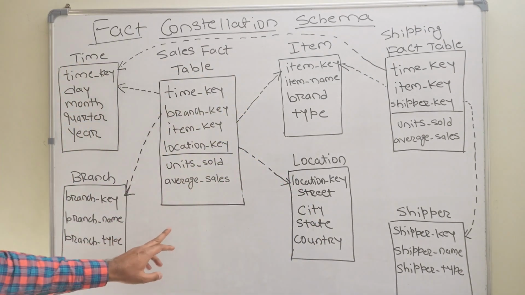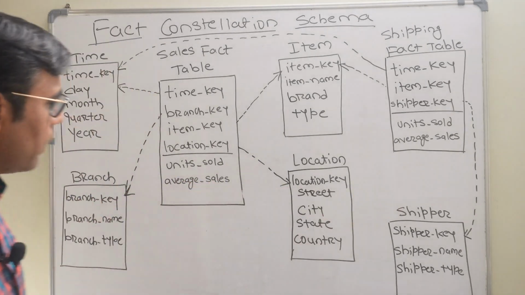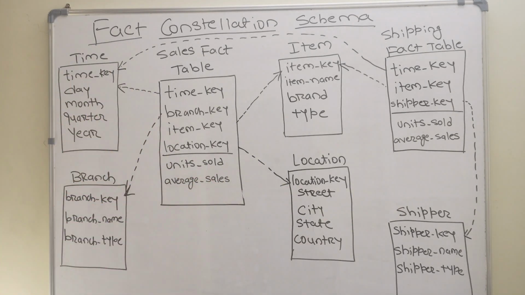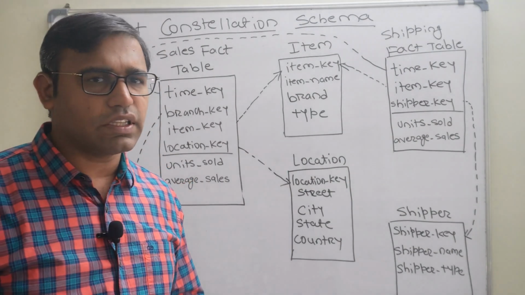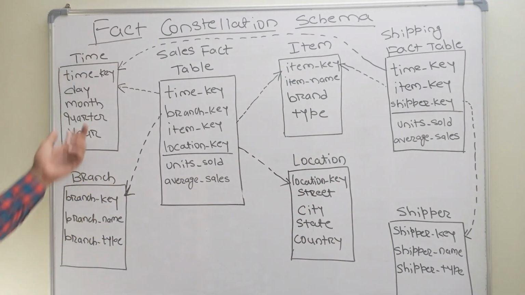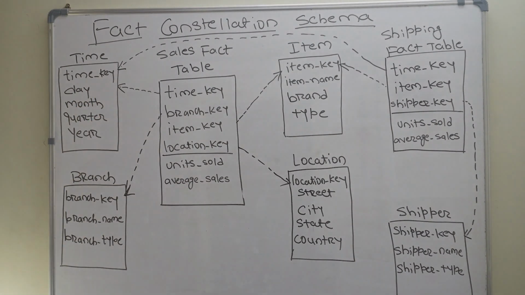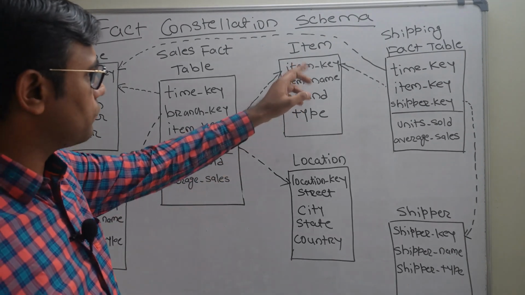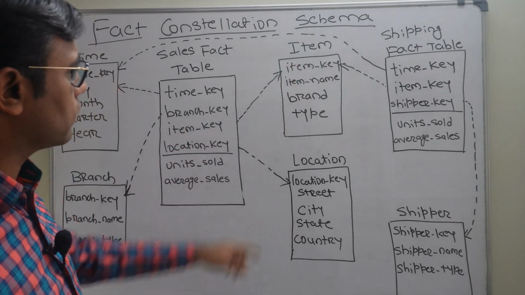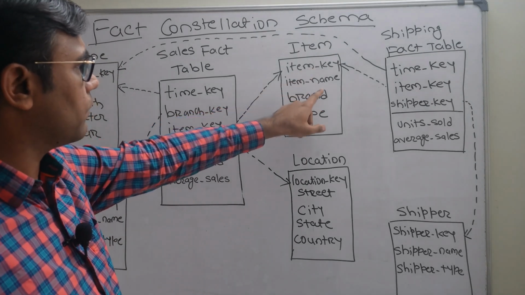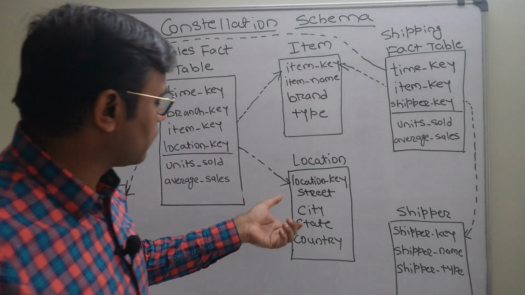There are two fact tables: sales fact table and shipping fact table, and there are five dimension tables. Every dimension table has attributes and a primary key. We'll go through the dimension tables first. The time dimension table has time_key as primary key, and four attributes: day, month, quarter and year. Then the branch table has branch_key as the primary key, and branch name and branch type as attributes. The item dimension table has item_key as the primary key, and item name and brand type as attributes.